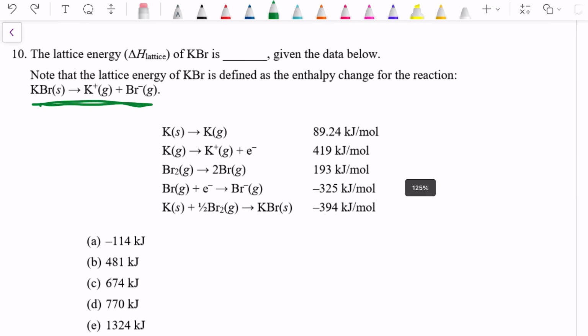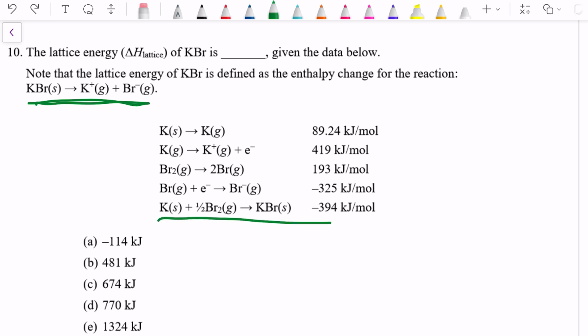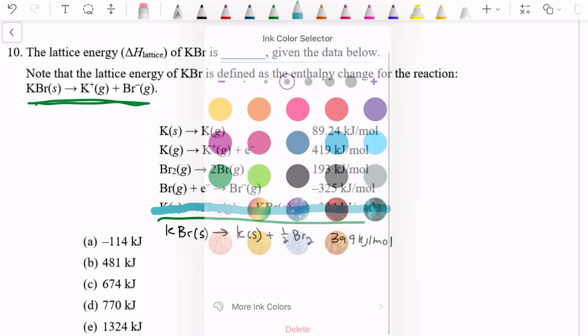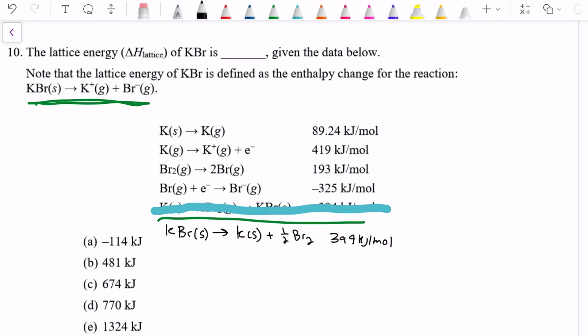So the first thing looks like we're going to want this equation, and we're going to want to reverse it. Okay, hold on. I'm going to make this look better. I'm going to go into black, which is kind of a sin, but just because it's not colorful. Okay, so I'm reversing this. And then this is going to become a positive 394 kilojoules per mole. All right, so that's my first one.